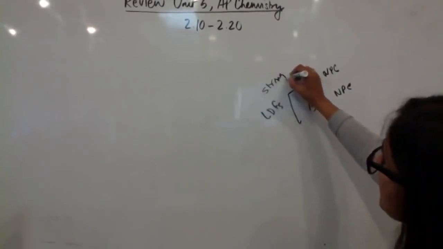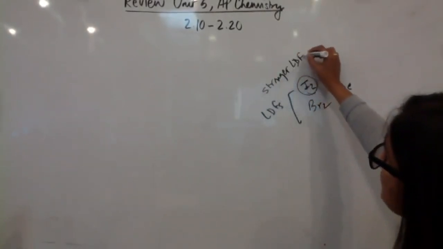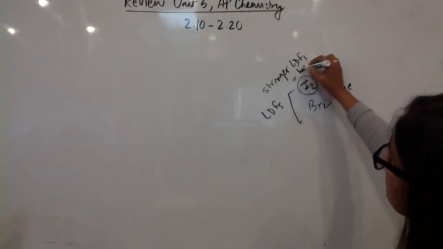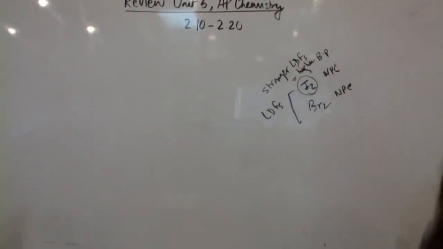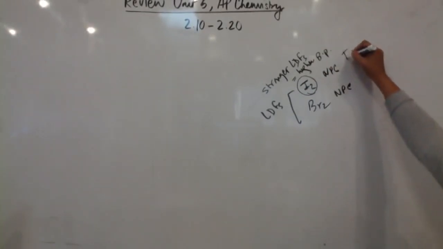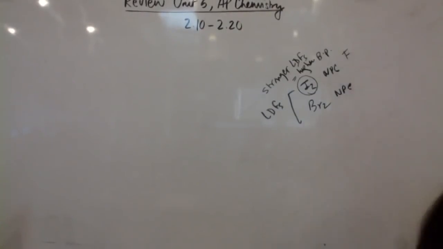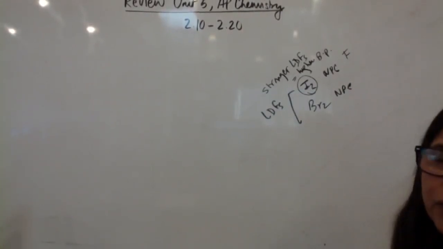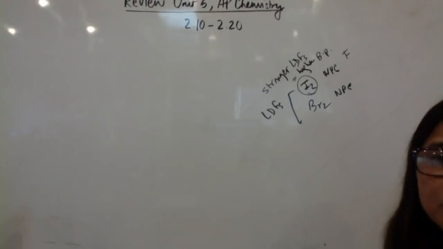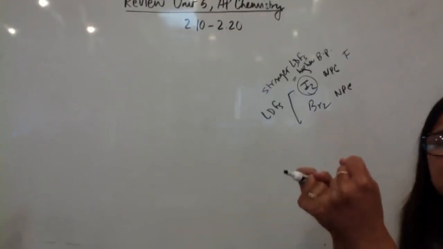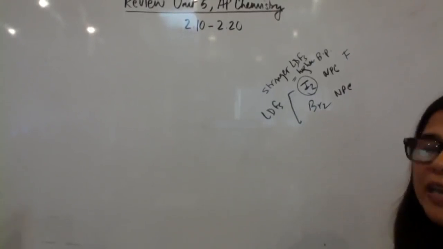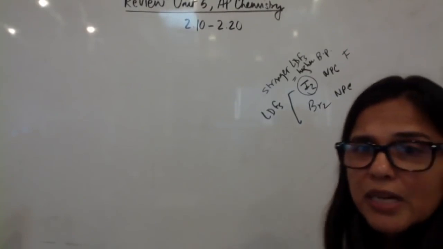So iodine will have stronger LDFs. Hence, iodine will have a higher boiling point as compared to bromine. And they say iodine is more volatile. So is this true? No, this is false, because iodine will be less volatile. Volatile means weaker intermolecular forces so that they can go into the gas phase easier. Iodine will have stronger London dispersion forces, which will keep the molecules together and make it less volatile.